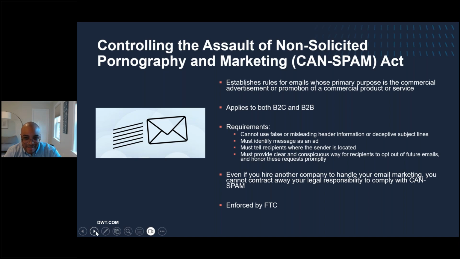One thing to note is that CAN-SPAM, although obviously it applies to the relevant entity that is doing the advertising or commercial activity, even if you were to hire another company and delegate that responsibility, say through a marketing agency, that will not absolve you of responsibility under CAN-SPAM. So it's still the ultimate marketing entity's requirement, even if the actual act of marketing and advertising is delegated to a third party. And lastly, just like the other two acts we discussed, this again is enforced by the FTC. So everything we talked about before applies here as well.